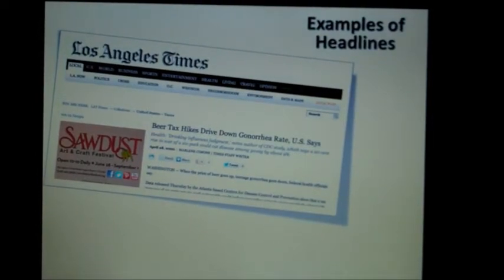But this headline implies that beer and the price of beer is the one thing affecting gonorrhea rates. Now obviously maybe as people drink less, they make more responsible decisions, use more protection, which might influence gonorrhea rates, but there might also be other factors at play.